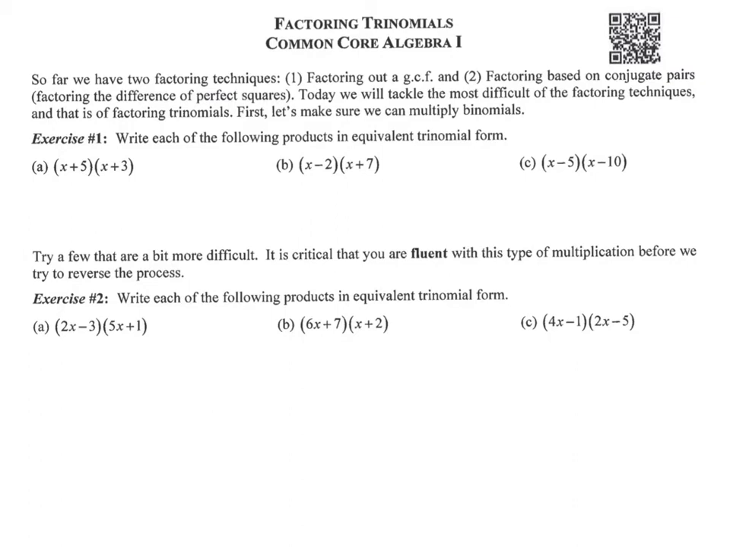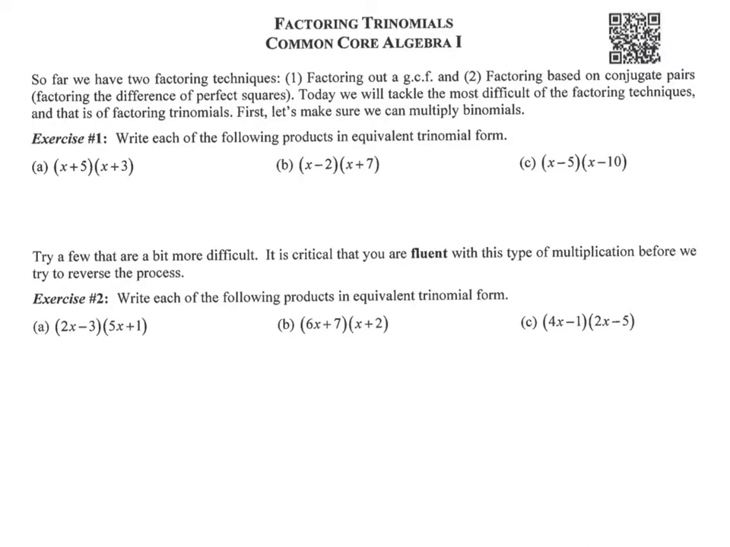So far, we have two factoring techniques. The first one is when we factored out a greatest common factor, and the second one is factoring based on the conjugate pairs, so factoring the difference of perfect squares. Today we're going to tackle the most difficult of the factoring techniques, and that is factoring trinomials.